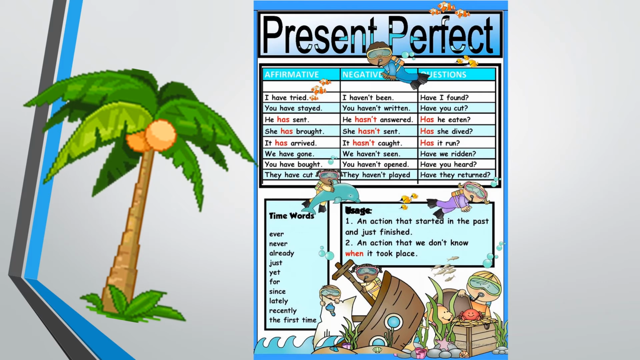He has not answered, has he eaten, she has brought, she has not sent, has she dived, it has arrived, it has not caught, has it run. These are the examples of present perfect tense.